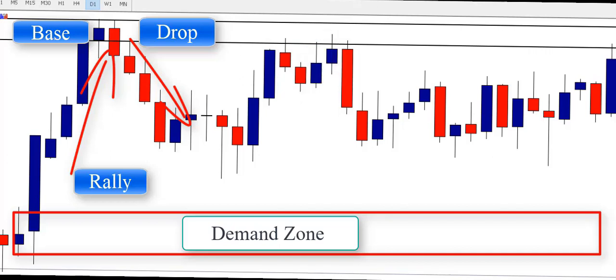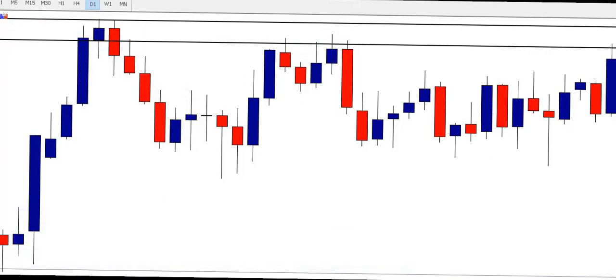You know, if you check out your charts, you will find a lot of examples of RallyBaseDrop supply zones or DropBaseRally demand zones or RallyBaseRally or DropBaseDrop zones. I highly recommend you to open your charts and try to find these patterns, because this exercise will help you better train your eyes on identifying these patterns more easily.